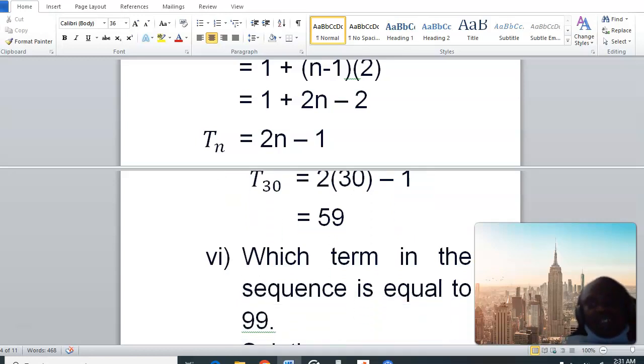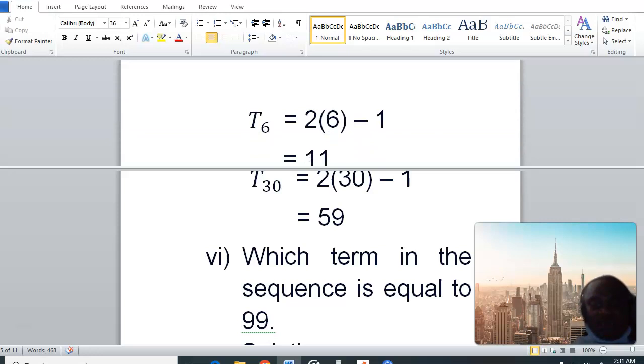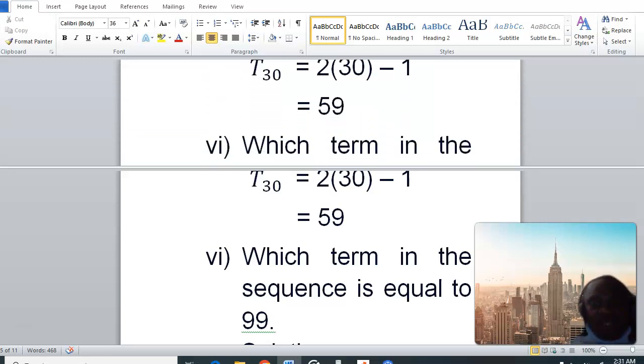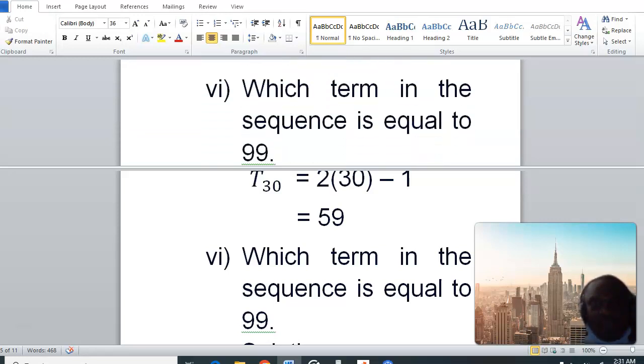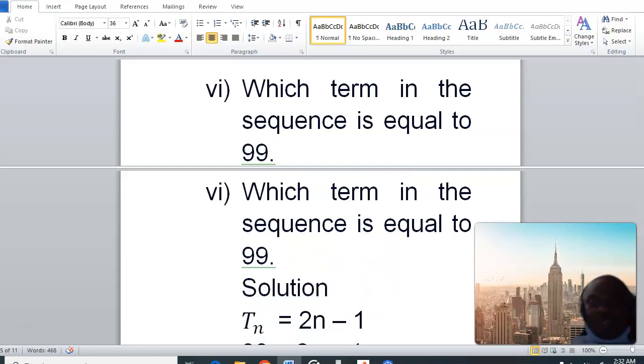Then the next question says, which term in the sequence is equal to 99? That's the question. How are you going to answer this one? Which term in the sequence? So this one, they are asking you to find n, because n represents the number of the term. So they want the number of the term that gives you the value 99.